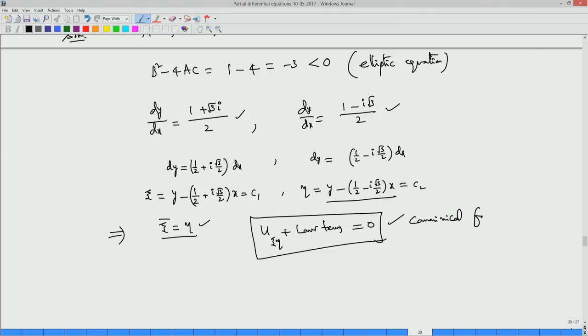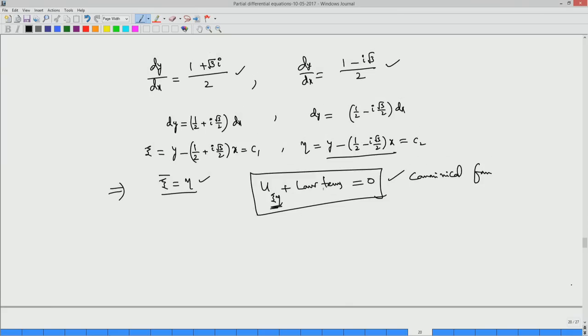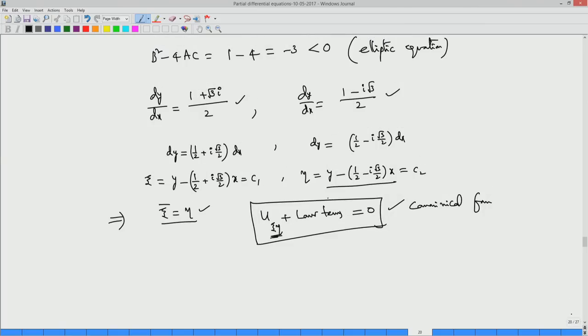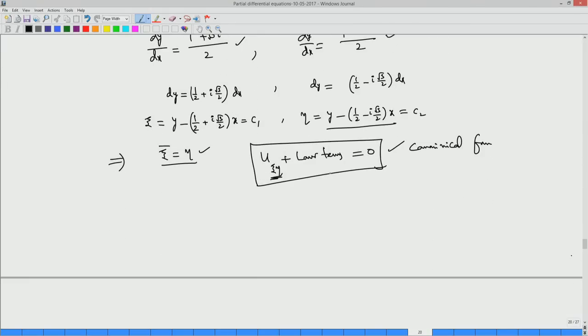Canonical form you can expect, but then these are complex valued functions. So there is no meaning. Partial derivatives with respect to complex valued functions, variables are complex, there is no meaning. So what we do is, we do not do this intermediate step of finding the canonical form. Immediately once you see that it is complex, you take the real part.